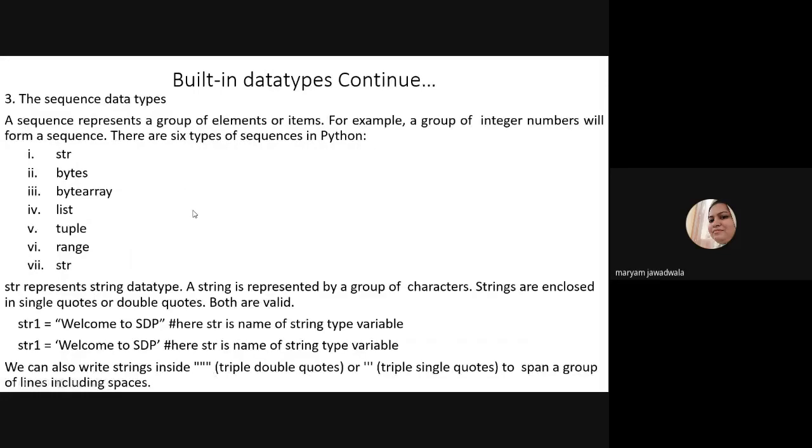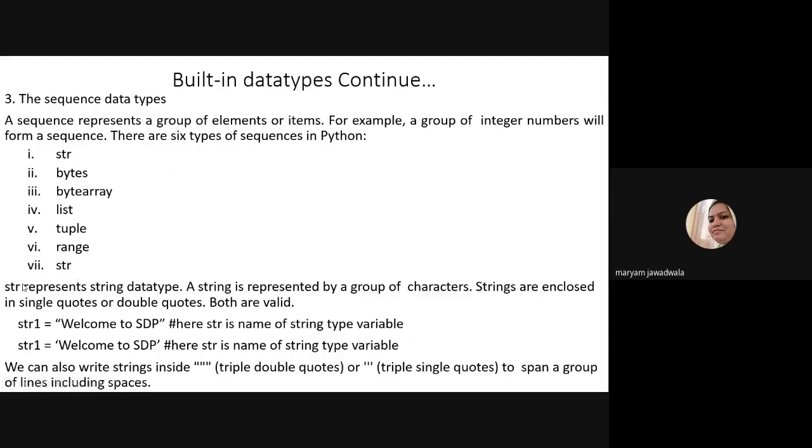The next data type is the sequence data type. The sequence data type is one of the built-in data types. A sequence represents a group of elements or items. For example, a group of integer numbers forms a sequence. The sequence data type is divided into subtypes. The first one is str, second bytes, third bytearray, fourth list, then tuple, range, and str. The str is repeated over here, so there are only 6 types.